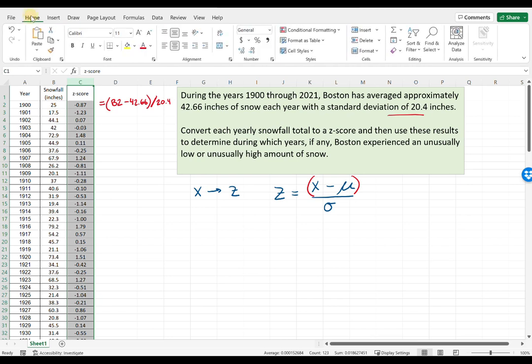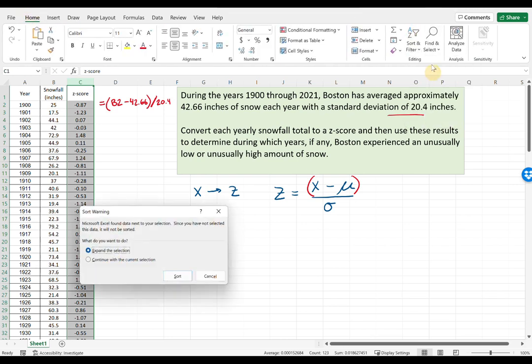easily. So I'll go to the home ribbon, sort. I'm going to go largest to smallest. And I'm going to expand the selection so the year and the inches follow along with the z-score. So wherever the negative 0.87 moves, the 25 is going to move to the same place, and the year 1900 is going to move to the same place.